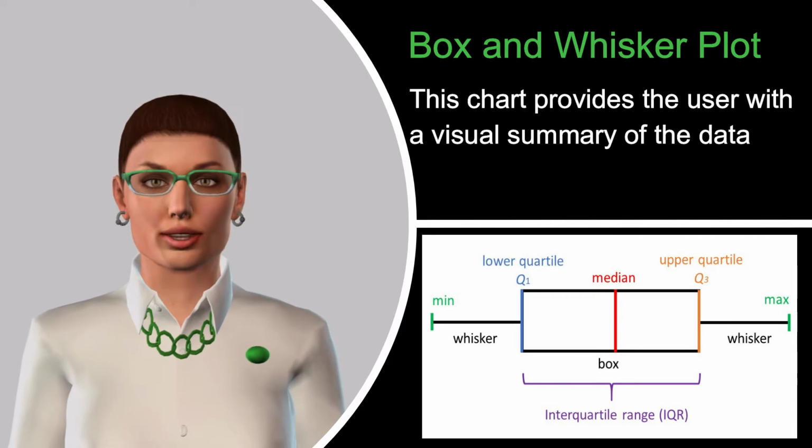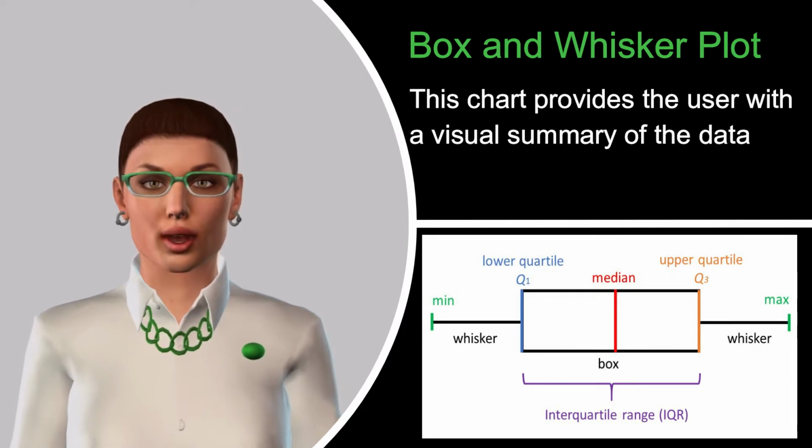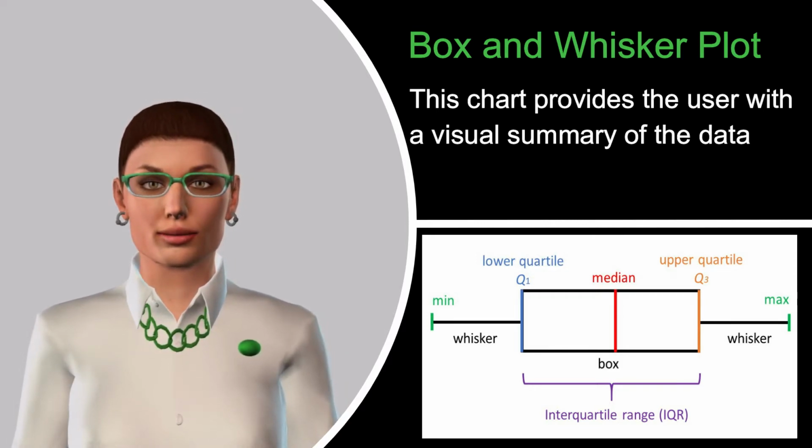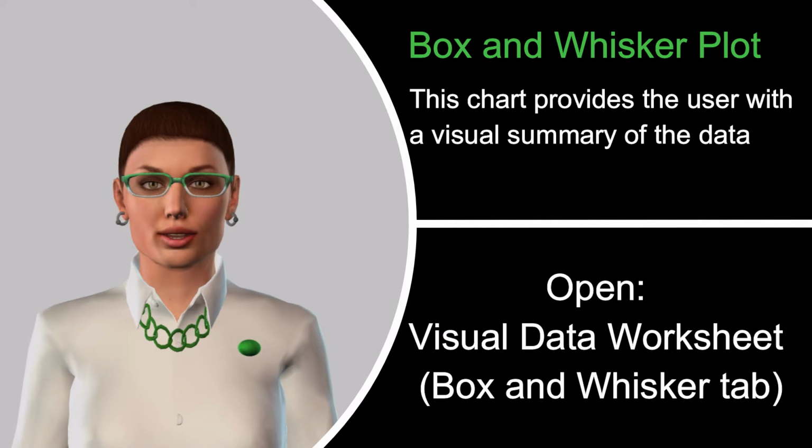Today we will discuss the Box and Whisker plot in Microsoft Excel. A Box and Whisker plot is a great tool to display the numerical summary of your data. This chart will capture the first quartile, the minimum, the median, the mean, the maximum, and the third quartile as today's video will demonstrate. Please open the Visual Data Worksheet and go to the Box and Whisker tab to follow along in this lesson.